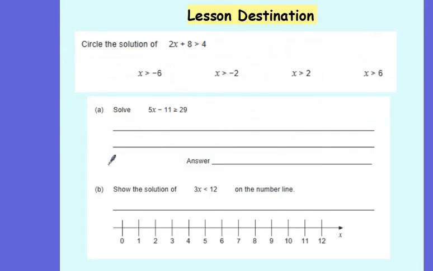Finally, this was today's lesson destination. Pause the video for 5 minutes or so and have a go at these questions for me, Year 8. And these are the answers I was looking for. Please check your work and see how you did.